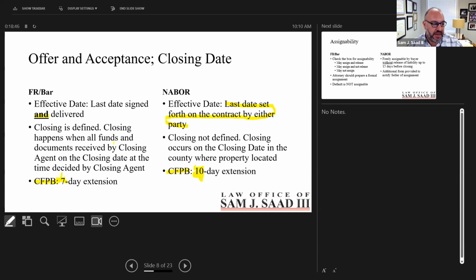And it's calendar days. I see a question about business or calendar days. All the contracts use calendar days for everything.